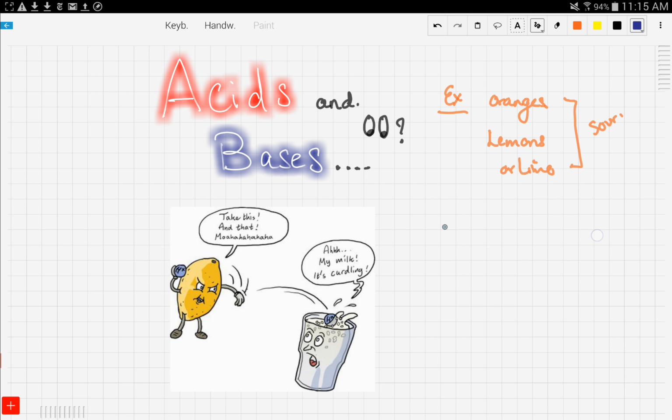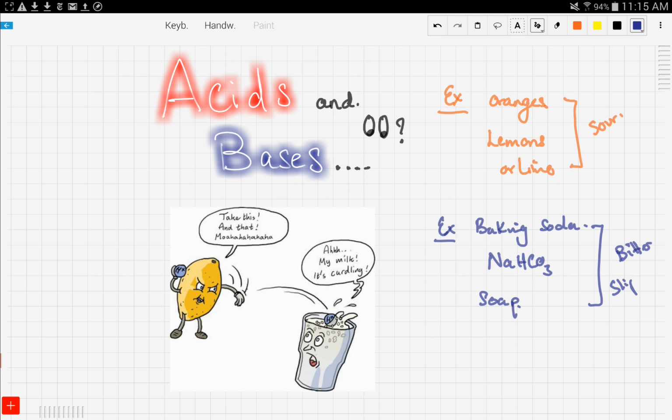An example of a base would be baking soda, and baking soda has the formula of sodium bicarbonate. Also, an example of a base would be the soap that you use in your bathroom. This soap has a base. The common thing between these two examples is that they taste bitter. Also, they are slippery. So that's some of the characteristics of acids and bases.